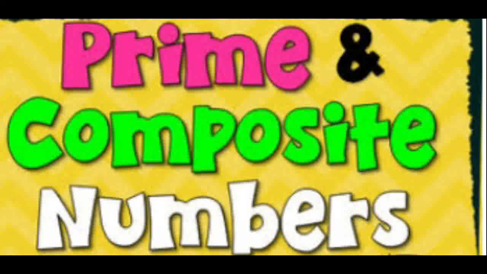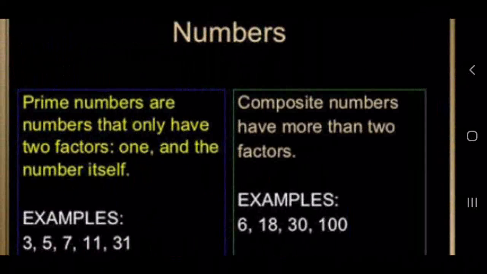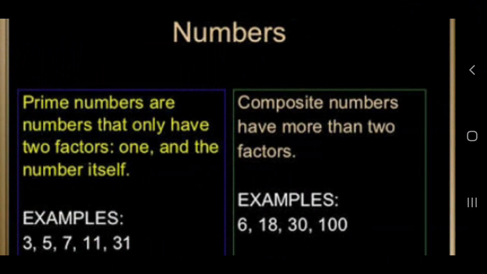Okay, what is a prime number? Prime numbers are numbers that only have two factors, that is 1 and that number itself. You know that in the last class you have already studied what factors are. So, if a number has only two factors, 1 and that number itself, it is called a prime number. For example, 2. What are the factors of 2? 1 into 2. Other than 1 and that number 2, it has no other factors. So, 2 is a prime number.